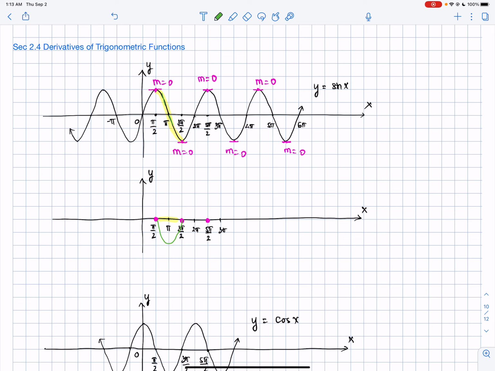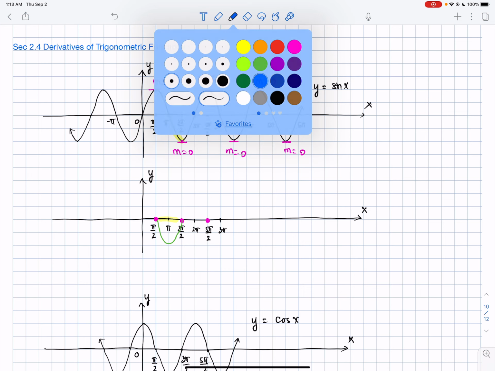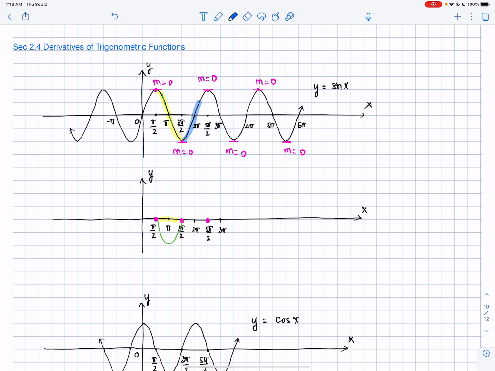And then let's look at the blue piece. If you draw the tangent line along this curve, the tangent line will go in the positive direction. That means the slope will be positive. Then the derivative function I will draw is on top of the x-axis, above the x-axis.